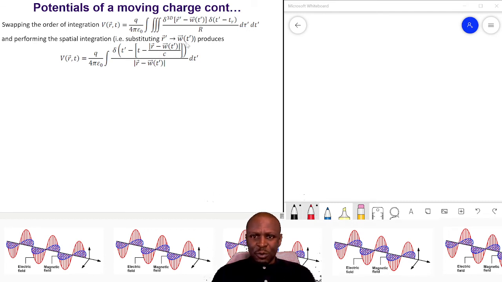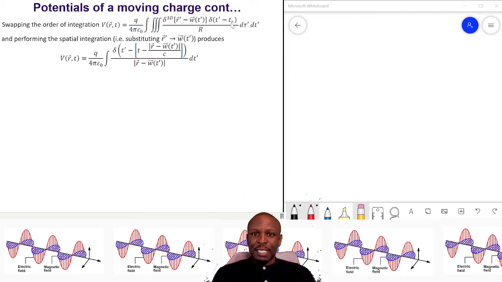this is what we call the projection of that charge moving in the trajectory omega, the vector w at that specific time t prime. This will just produce this, because if r prime goes to omega, therefore this term here will just vanish, and then we'll just be left with this term here.